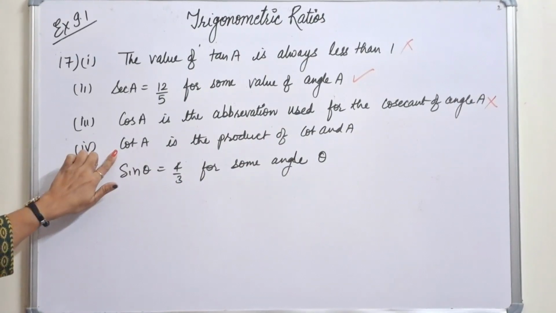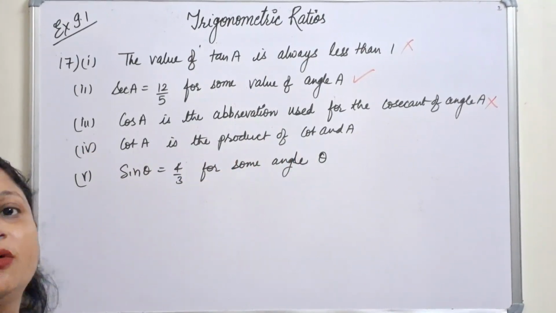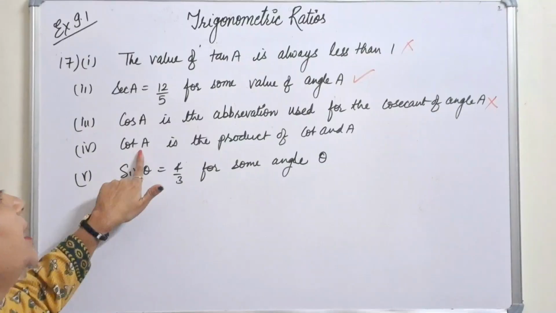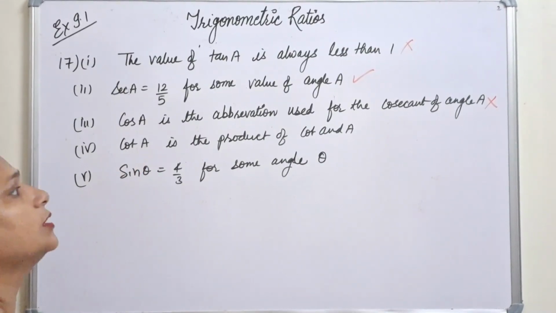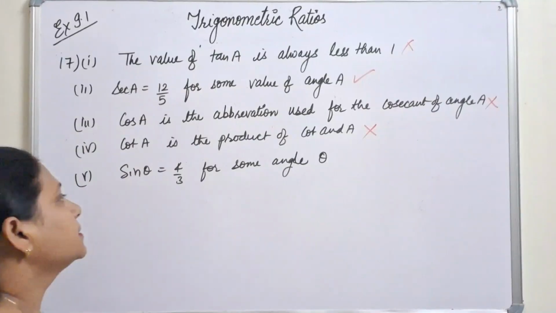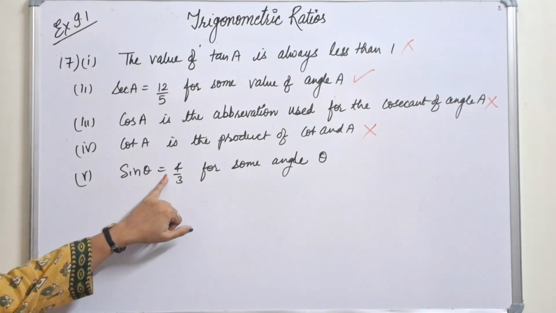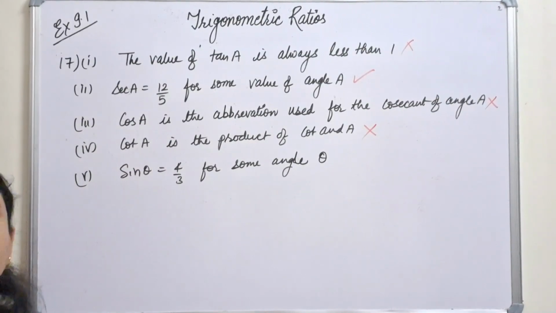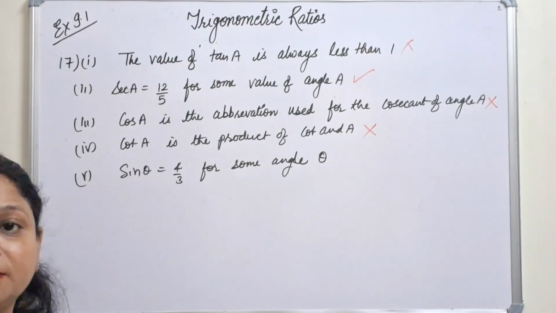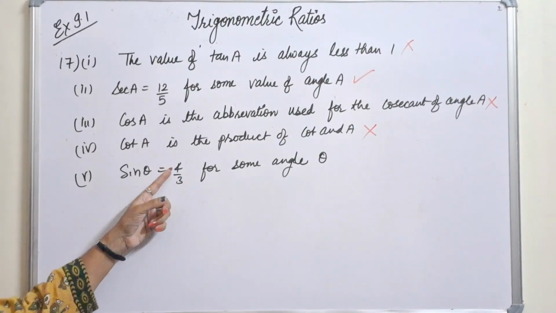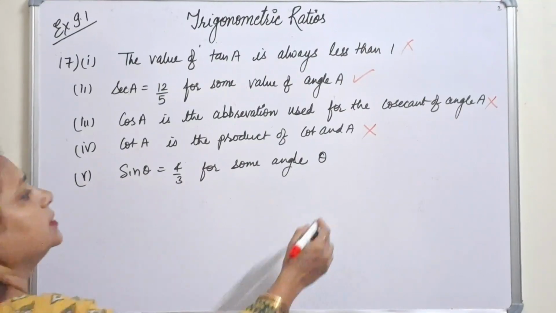Next, cot A is the product of cot and A. No, it is incorrect. Cot A is a trigonometric ratio with respect to angle A. So it is not the product. False. Sin theta is equal to 4 upon 3. The value of sin theta and cos theta varies from -1 to 1 only. So this is greater than 1. So this is incorrect.